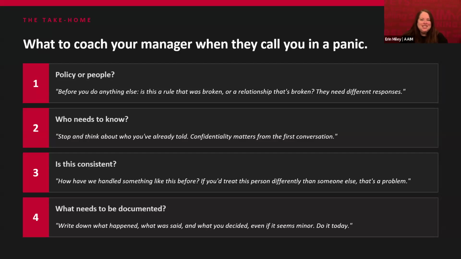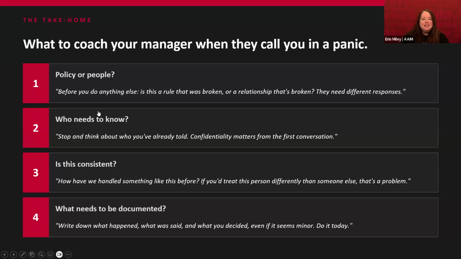This is the coaching cheat sheet. You can screenshot this one too if you want, but I'm going to send this out to you after today's session, so you'll have this as a leave behind. When your manager calls you in a panic, and sometimes they do, you all know who I'm talking about, these are four things you can walk them through in this language, not HR policy language. This is coaching language.